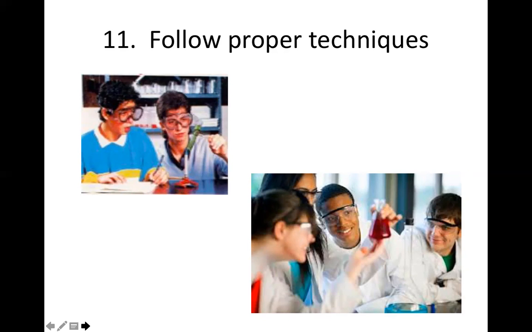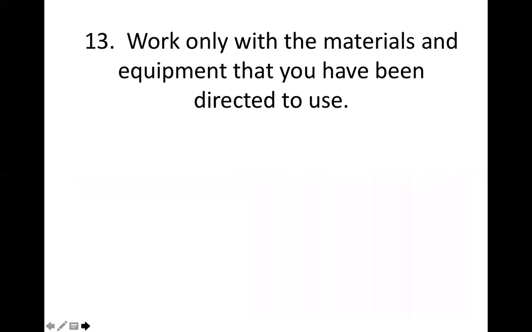If you dump acid on water, regardless if it's slowly, it will explode and it can cause the beaker to explode, the broken glass to explode in your face. So it can cause irreparable damage. So you always follow the proper technique.